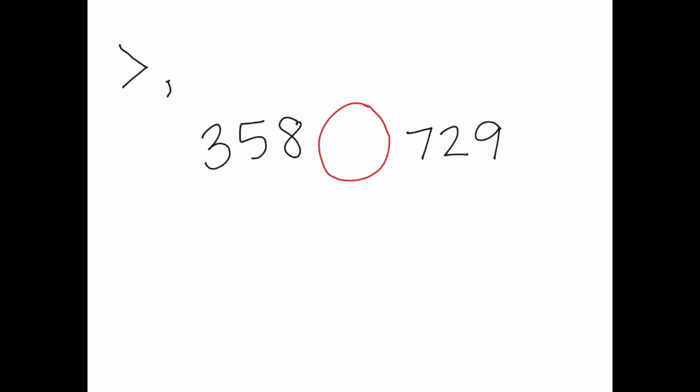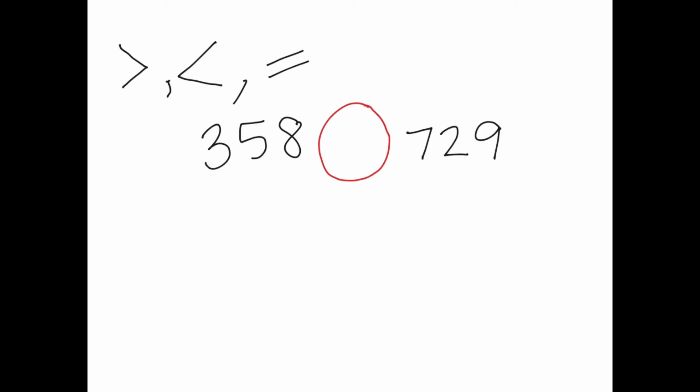Another choice we have is less than. Now, if we put less than inside of the circle, that would mean that 358 is the smaller number. And the last choice we have is equal to. So that would mean that 358 would be the same thing as 729.